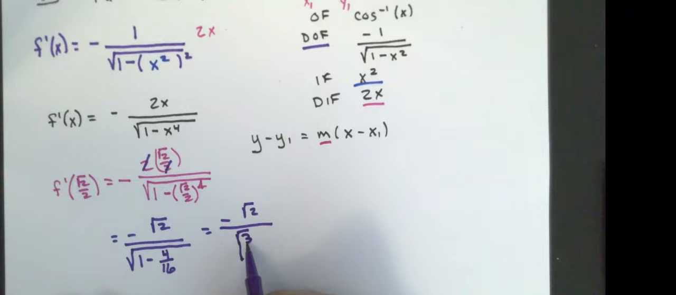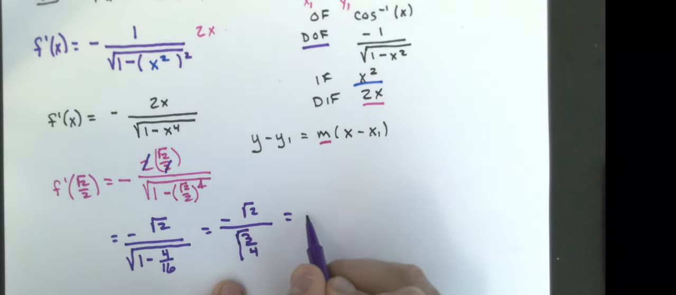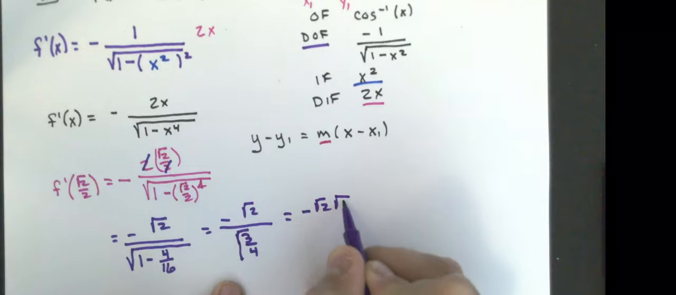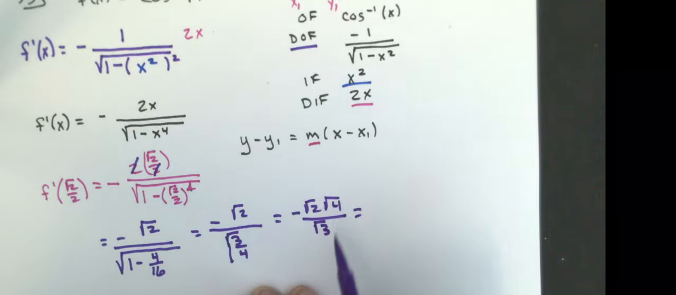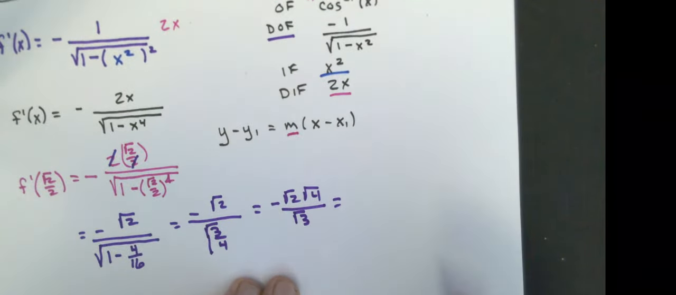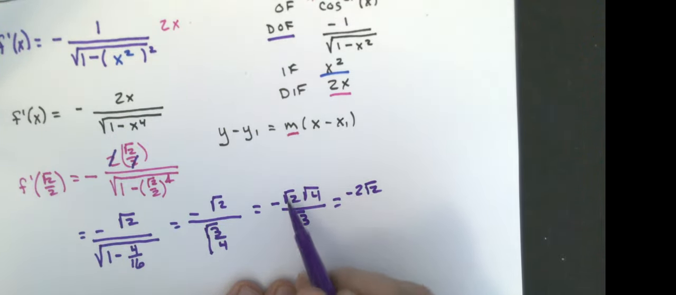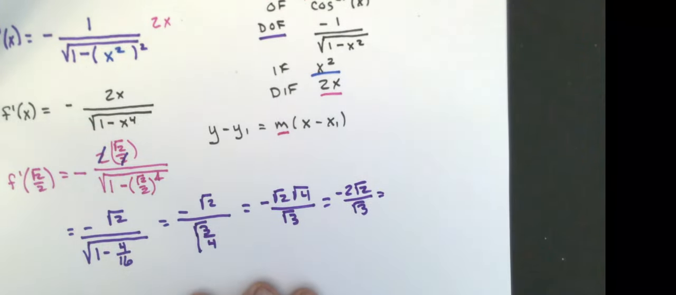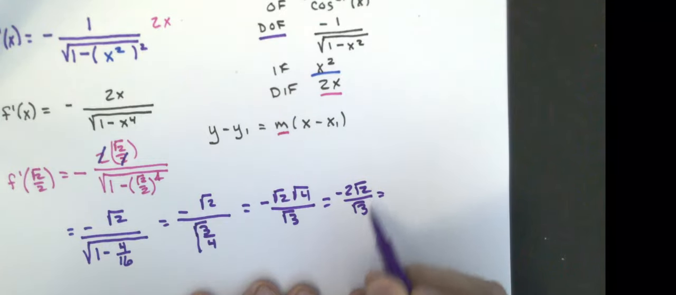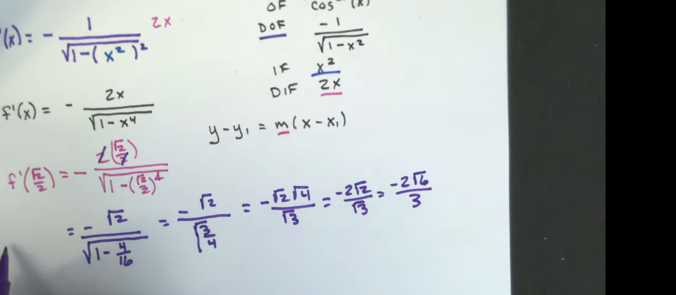Okay, I'm going to write it like this. Then I'm going to show you how I'm going to clean this up. Well, down here on the bottom, that 4, I'm going to bring it up onto the top. Well, I know right there the square root of 4 is 2. So I get negative 2 root 2 over the square root of 3. Well, I want to get rid of the square root of 3 on the bottom, so I'm going to multiply top and bottom by the square root of 3, and I get negative 2 root 6 all over 3. And remember that this is the slope.